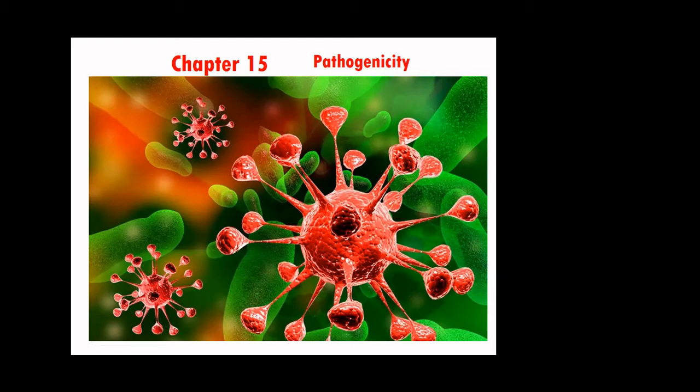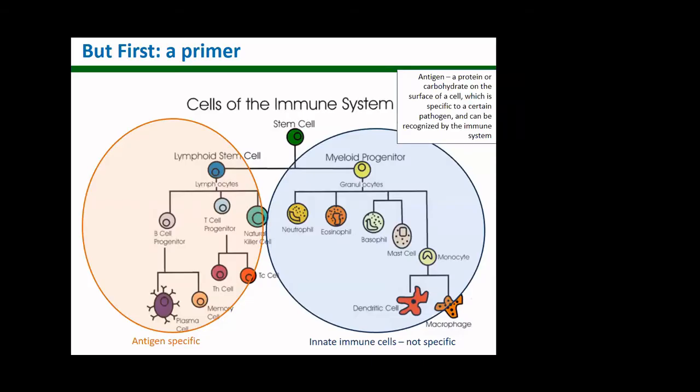In this chapter, we're going to talk about pathogenicity and host-pathogen interactions. Really quick, we're going to get into the immune system more in a couple of lectures, but just to give you some terminology at first, in the immune system, we have two arms of the immune system, if you will: the antigen-specific arm and the innate arm.